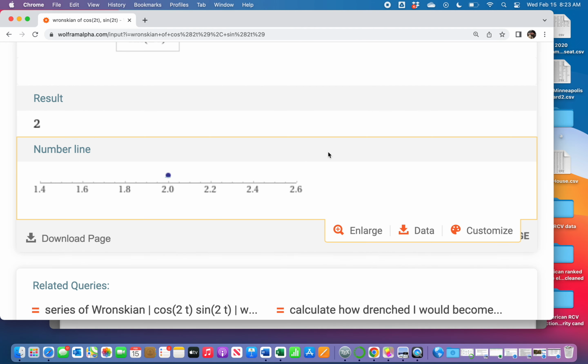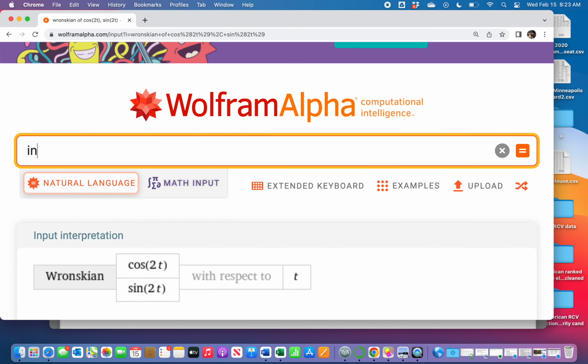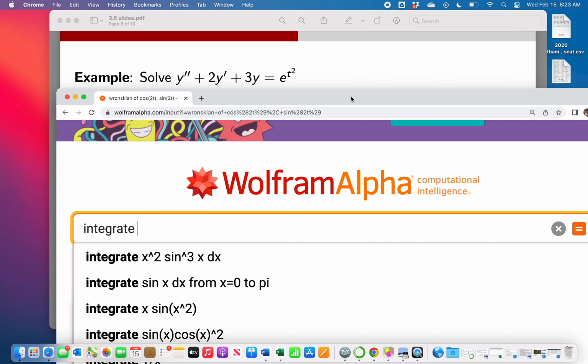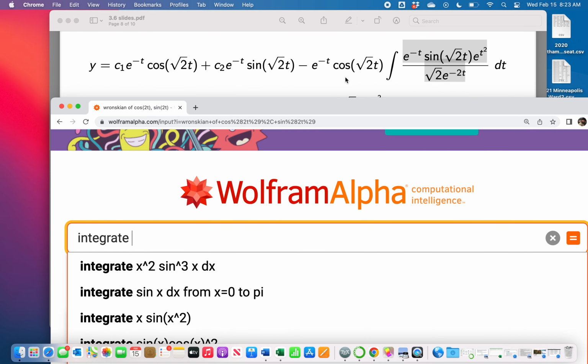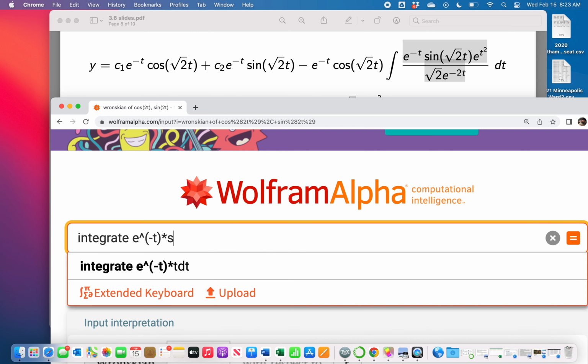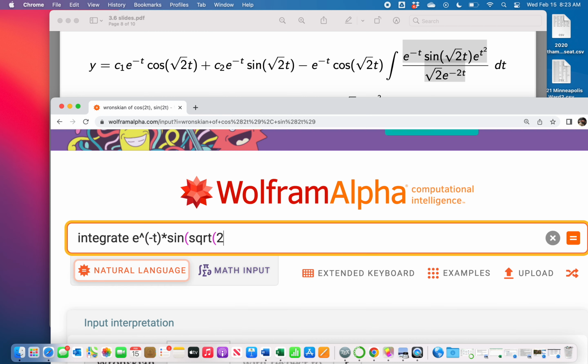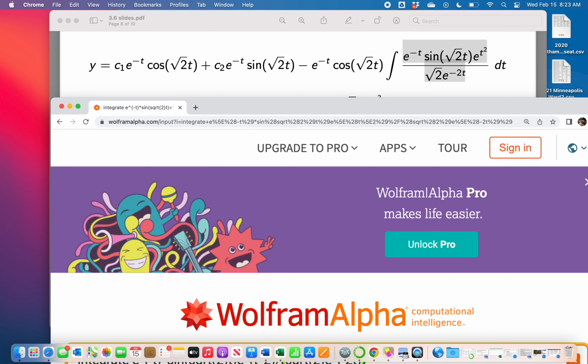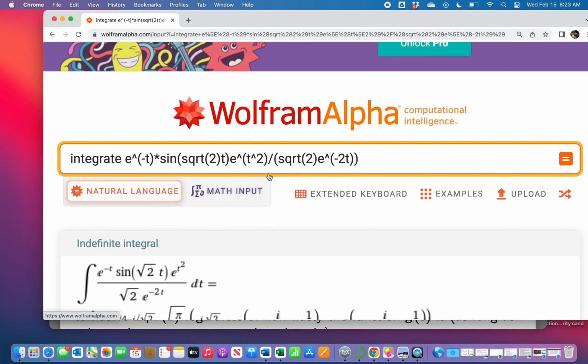So if you go to Wolfram and say, hey, what is that? Let me show you what it says. So integrate e to the negative t times sine square root 2t, e to the t to the second, divided by square root 2 e to the negative 2t. Okay, integrate that. Let's see what Wolfram says.